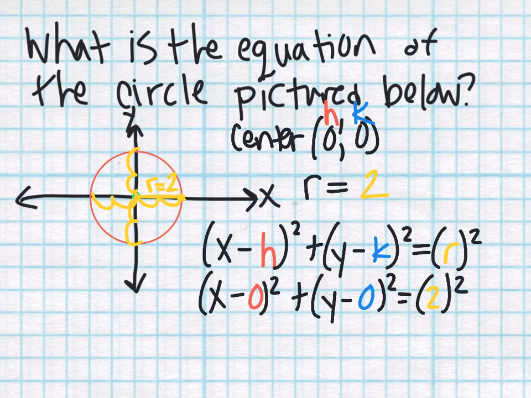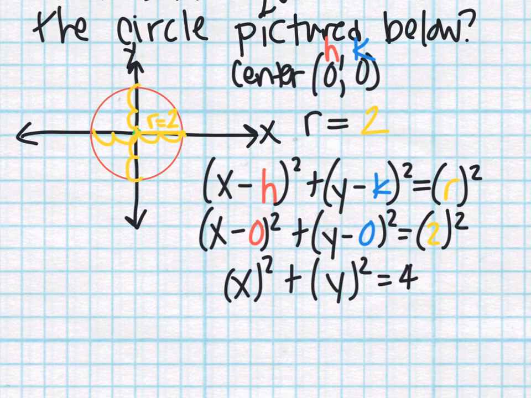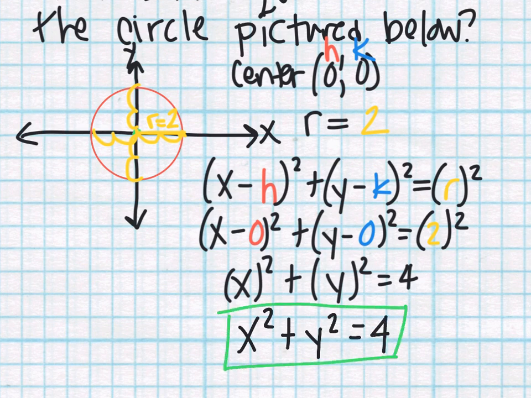So we're going to go through and simplify. X minus 0, that's just x squared, plus y minus 0 is just y squared, equals 2 squared is 4. So I can write this simply as x squared plus y squared equals 4. So if you notice, there's nothing here with the x and the y. If you see an equation, there's no h, there's no k, that means your center is (0, 0).